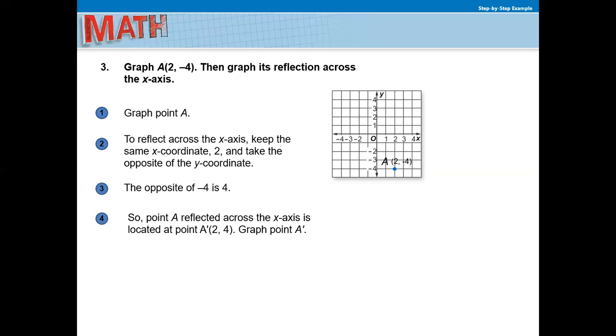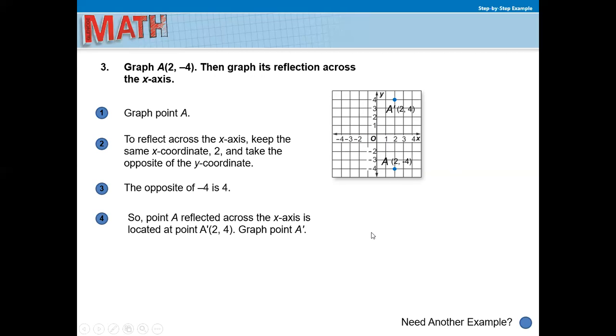So point A, reflected across the x-axis, is located at point A prime, 2, 4. Graph point A prime. There's A prime, 2, 4.